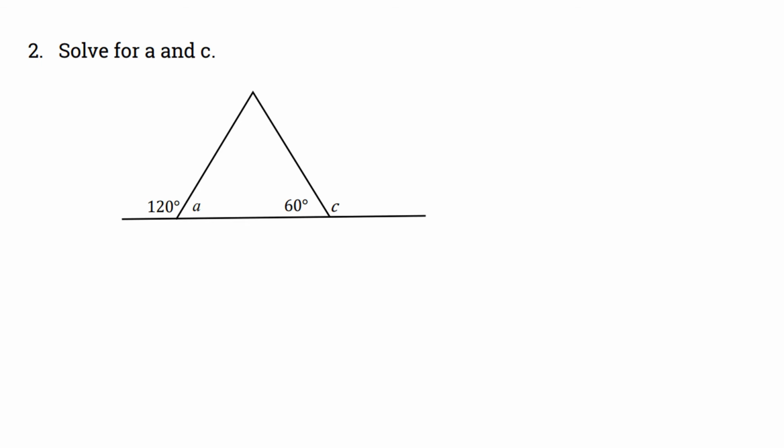Okay, this one's easy as can be. These are supplementary, that's supplementary. So a is going to equal what? 180 minus 120. And then c is going to equal 180 minus 60. Okay, so do that. Well, that one's 60 and this one's 120.